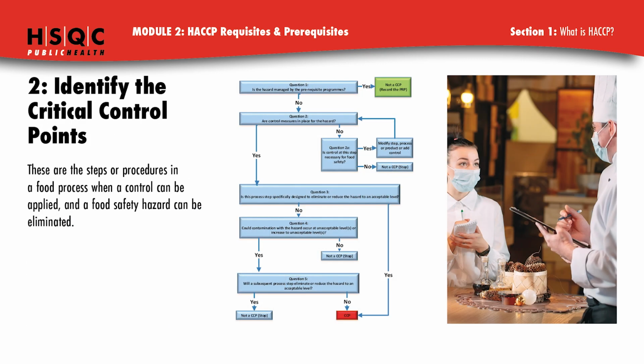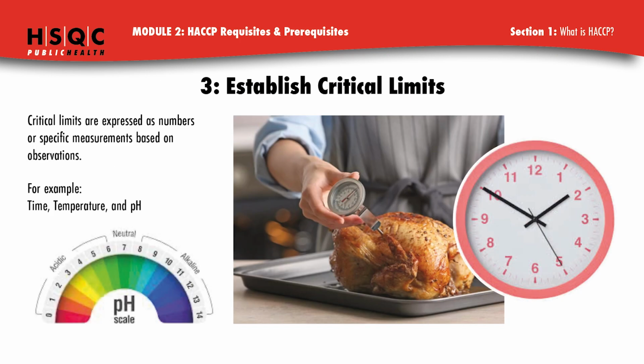2. Identify the critical control points. These are the steps or procedures in a food process when a control can be applied and a food safety hazard can be eliminated. 3. Establish critical limits. Critical limits are expressed as numbers or specific measurements based on observations. For example, time, temperature, and pH.